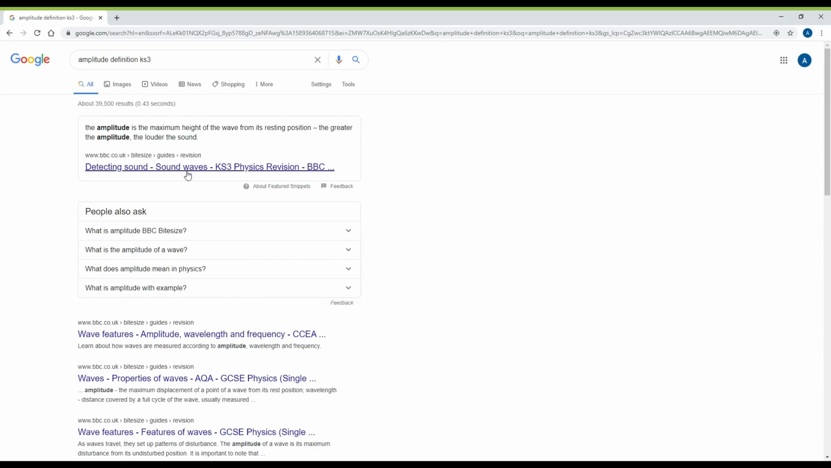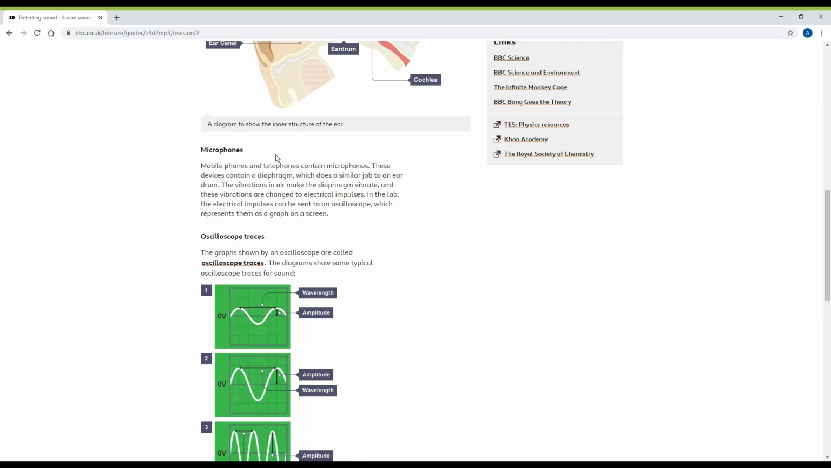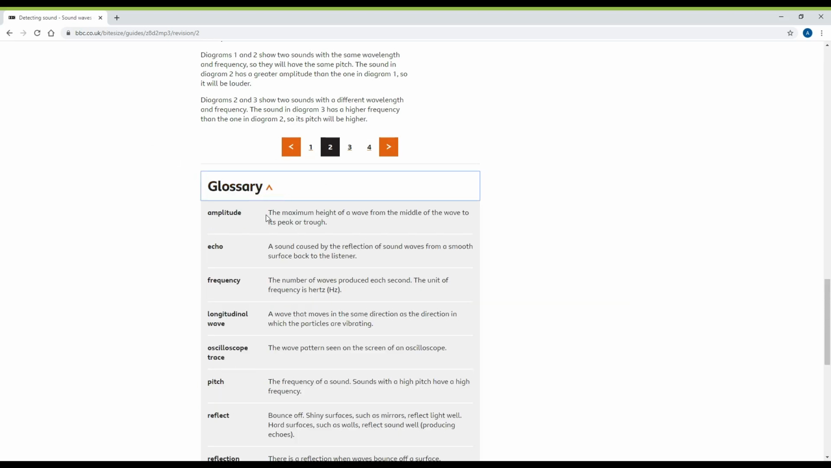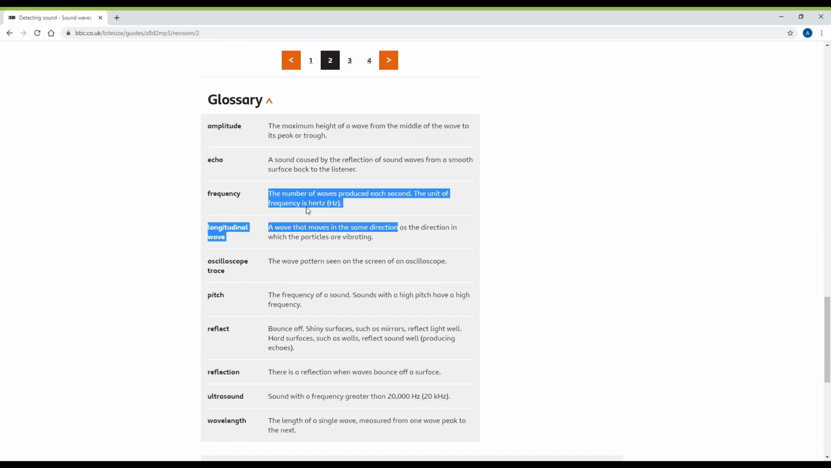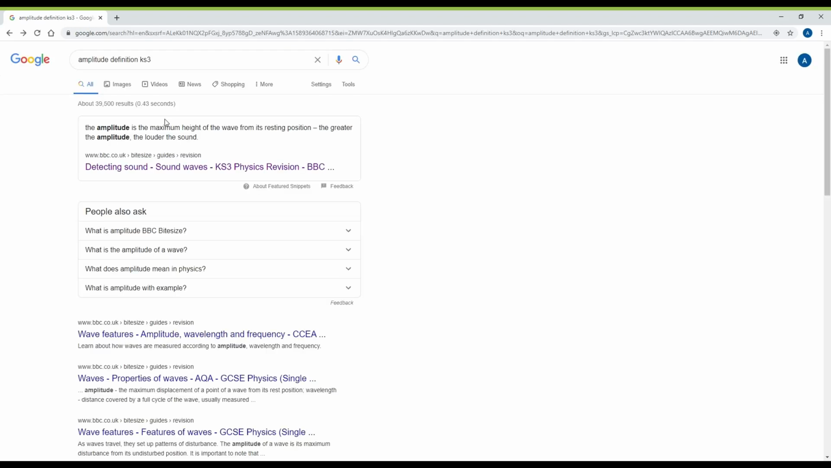If you go on that, and then maybe go to the first website, you'll find the definition on here somewhere much easier. Especially if you find something like this where you've got a glossary. If you look down here, we've got a lot of the definitions on here that you might need. There's some other ones on here, maybe echo, frequency. So these are the sort of things you want to be looking for. You've got to actually put some effort into finding something. You can't just type in amplitude and hope the definition is going to pop up for you.